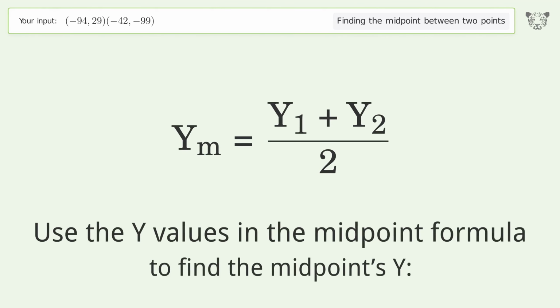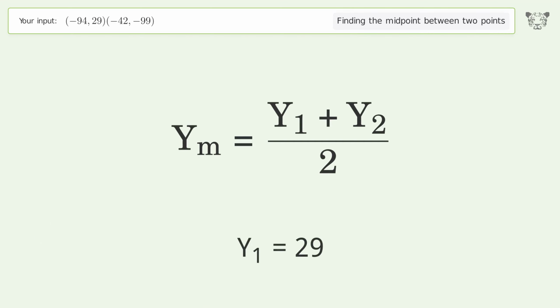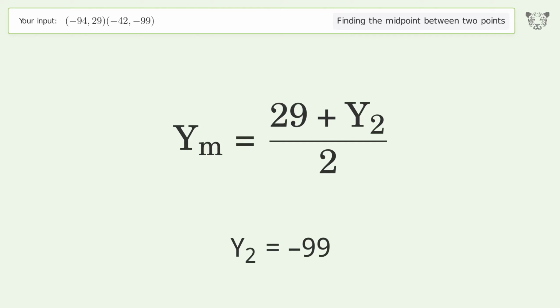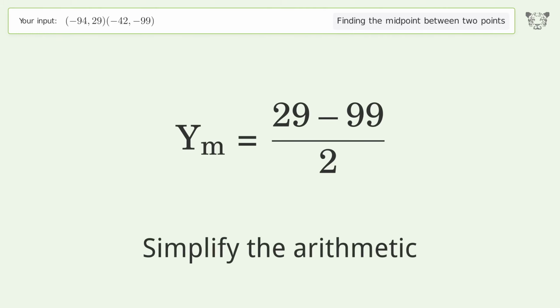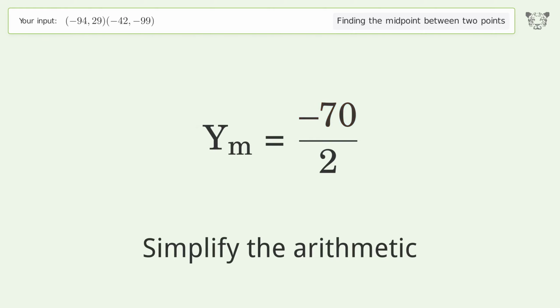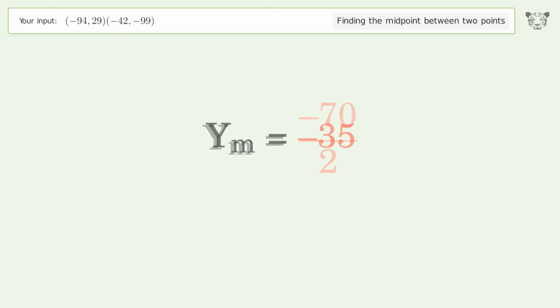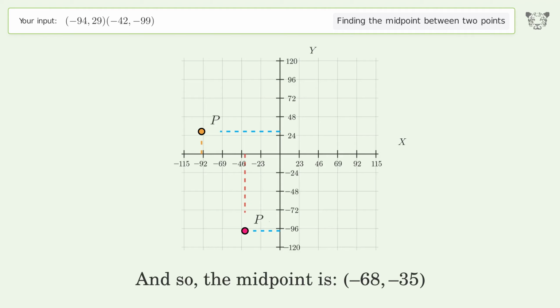Use the y values in the midpoint formula to find the midpoint's y. y1 equals 29. y2 equals -99. Simplify the arithmetic. And so, the midpoint is -68, -35.